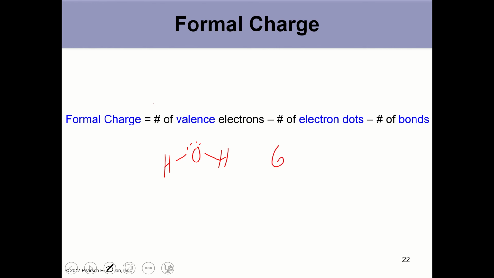We have 6 electrons minus 4 dots minus 2 bonds is equal to 0. The formal charge of the oxygen is 0, so we don't have to write any numbers next to it.